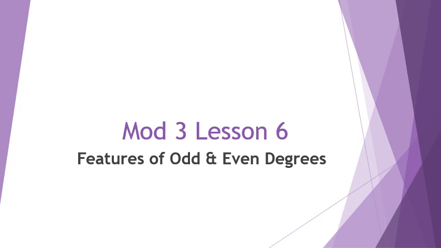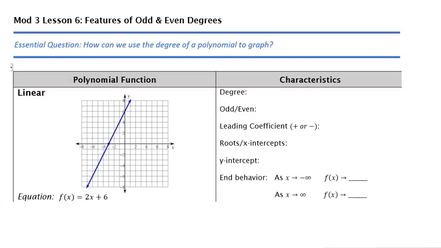This is the video lesson for Mod 3 Lesson 6, Features of Odd and Even Degrees. The goal of this lesson is looking at features of odd and even degree polynomials. So how can we use the degree of a polynomial to graph?